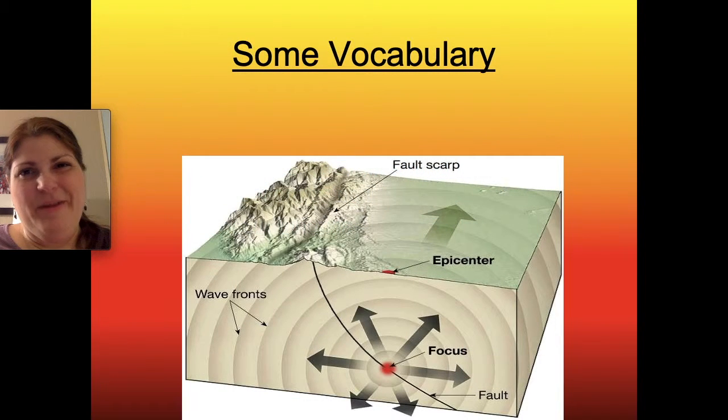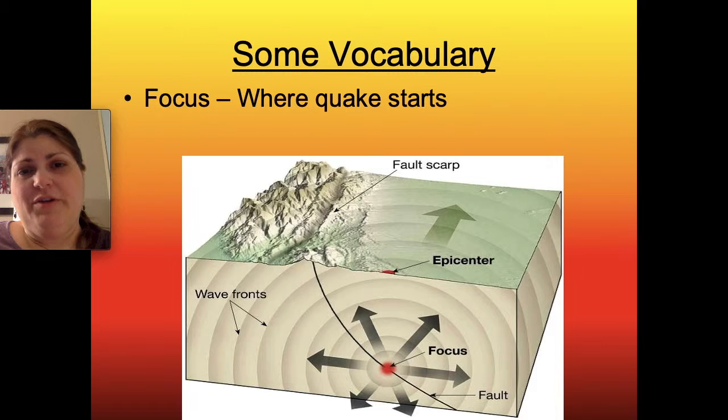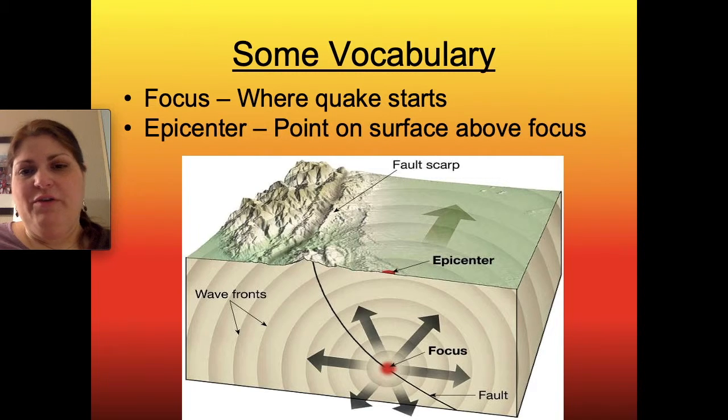There's some other vocabulary we need to describe just to make sure that we're all on the same page with some of the vocabulary words. So the term focus refers to the earthquake's origin that includes not only the latitude and the longitude, but also the depth. Whereas epicenter refers to the position on the Earth's crust directly above the focus. So in other words, latitude and longitude without the depth.